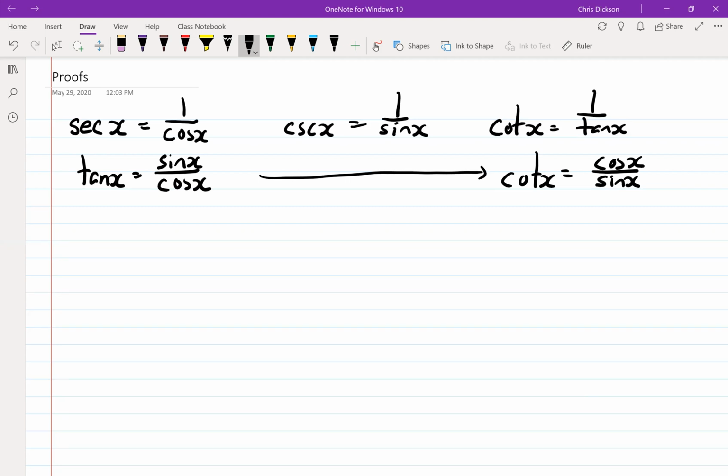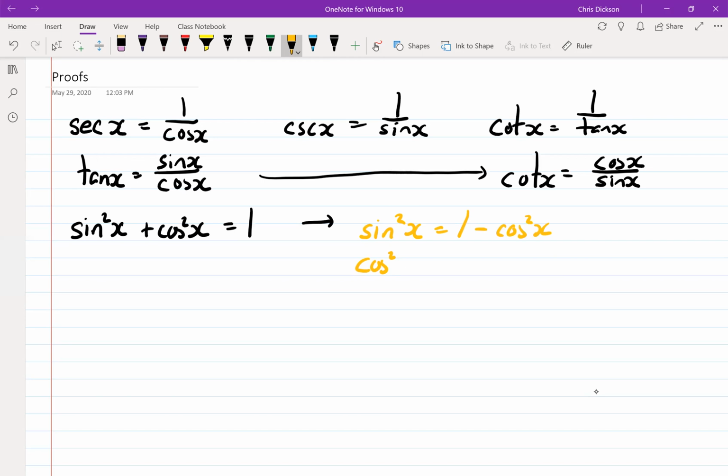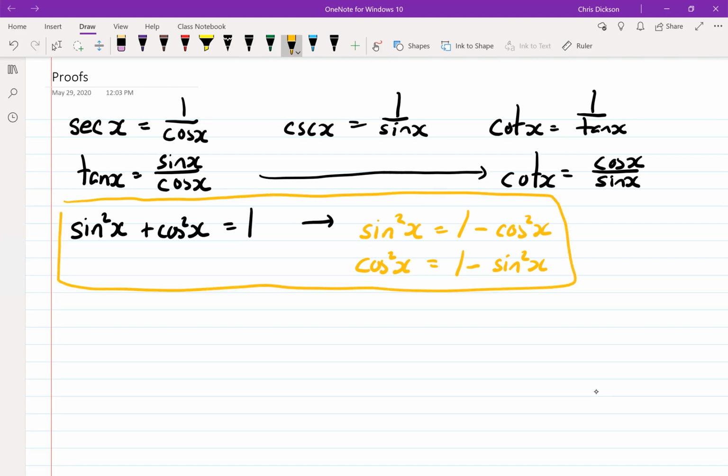And then we also have the Pythagorean identity, sine squared x plus cos squared x equals 1. And we said there's sort of two derivations of that, which would be that the sine squared of x would equal 1 minus the cos squared of x, and the cos squared of x would equal 1 minus the sine squared of x. So this last one that I wrote, I'm going to put it in a box here. It's actually the same identity. It's just different ways of writing it. And this is what we refer to as the Pythagorean identity.